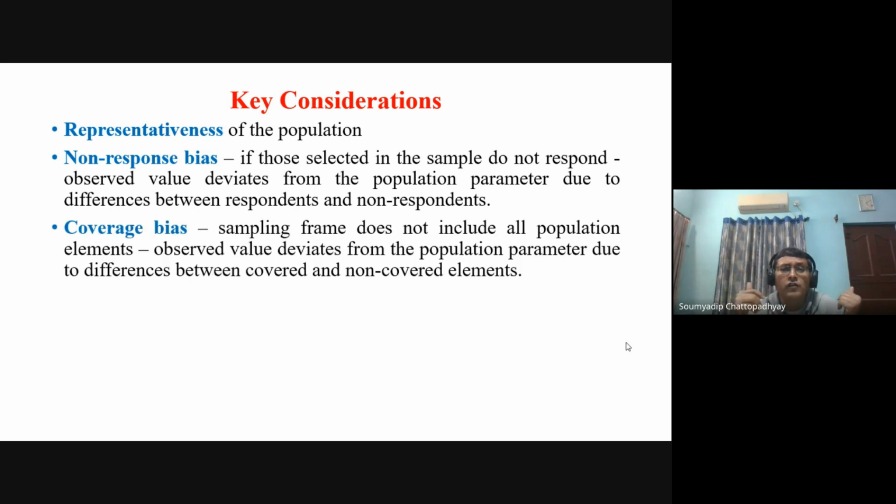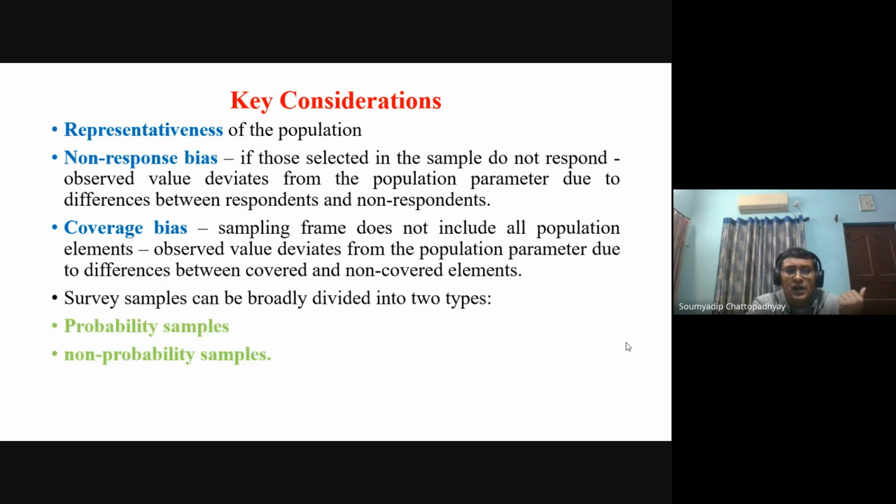Also, there is a kind of coverage bias. For example, sometimes it may happen that the sampling frame does not include at all the population element, and therefore it will not provide you very good insights into the research problems in which you are actually interested.